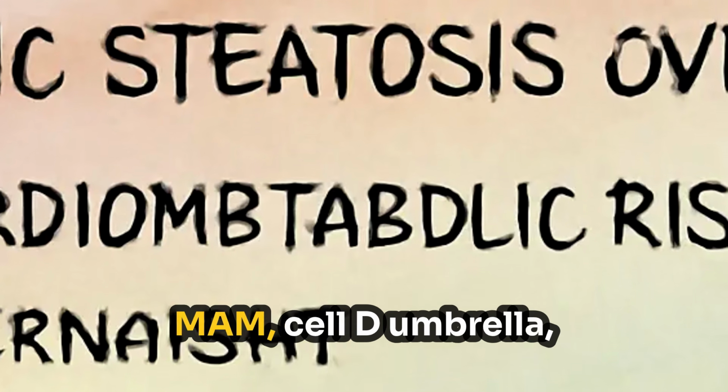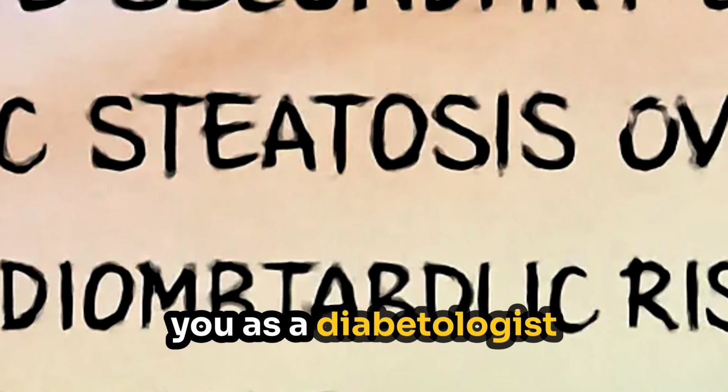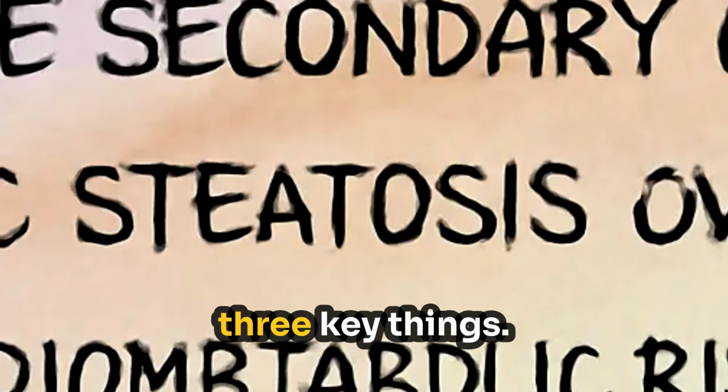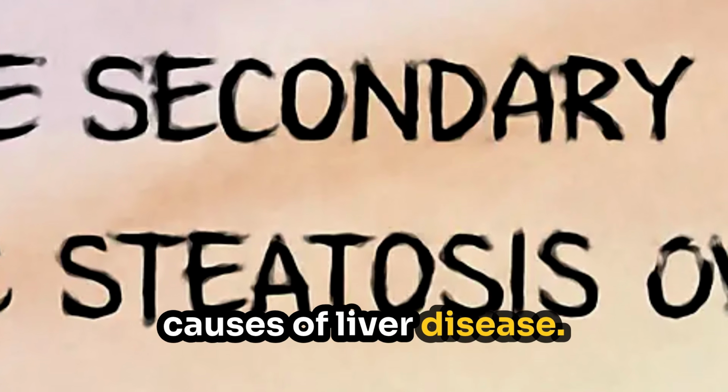Okay, so under this new MASLD umbrella, what are the key diagnostic criteria that you, as a diabetologist, really need to have? So the diagnosis of MASLD requires three key things. First, you've got to exclude secondary causes of liver disease. Like what?